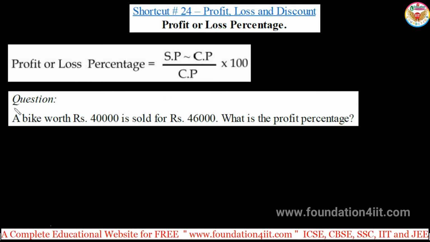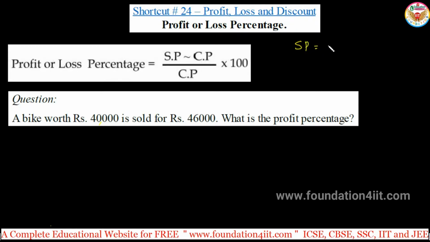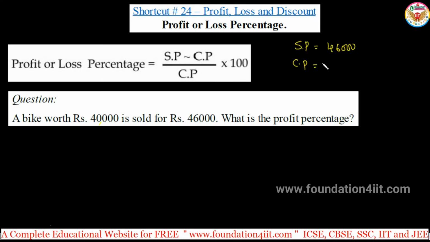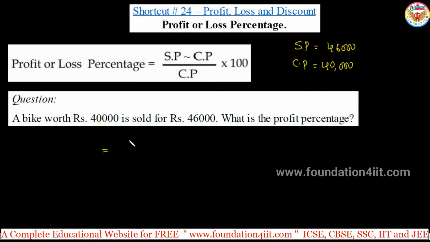So this problem: a bike worth 40,000 is sold for 46,000. What is the profit percentage? Already the selling price is more. So according to this problem, selling price is 46,000 and bike cost price is 40,000. If you want to find out the profit percentage, how much profit in terms of percentage, just apply the difference between them, which is nothing but how much profit they got. Okay, profit by CP into 100.